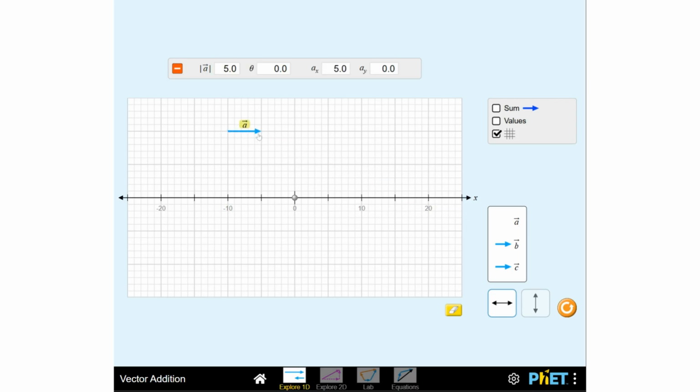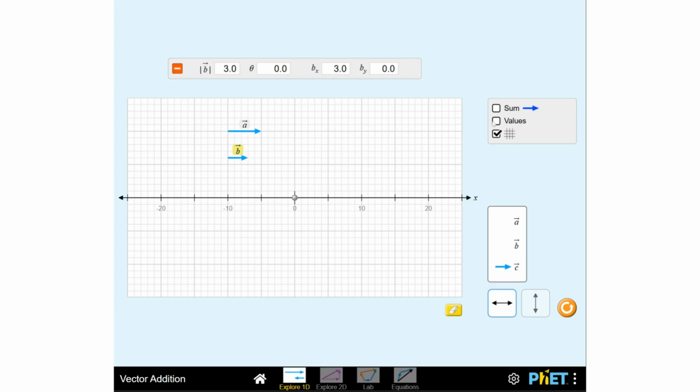We're going to click and drag vector A to the grid. I can make vector A smaller or larger by clicking and dragging on the arrow. Vector A is 5 units long and it's pointing to the right. I'm going to add vector B and make it 3 units long. If you notice at the top, the value is there.